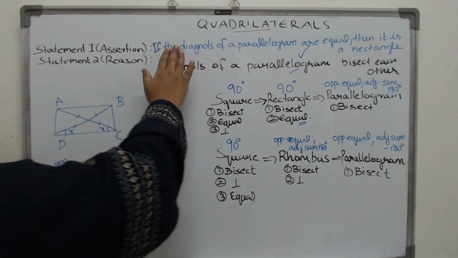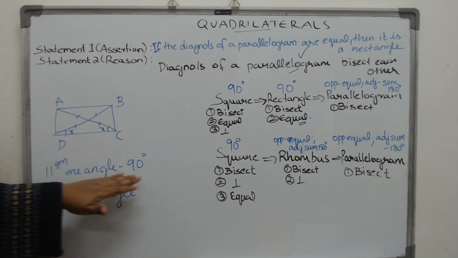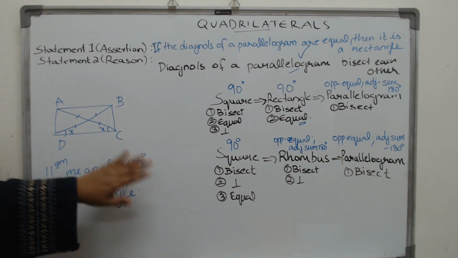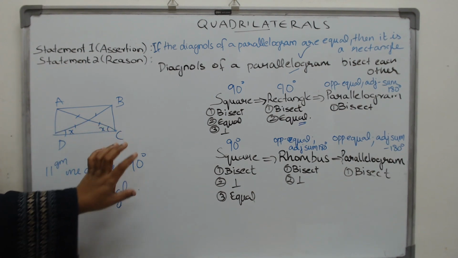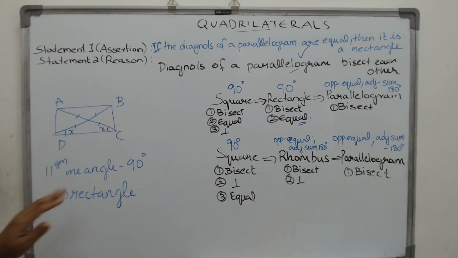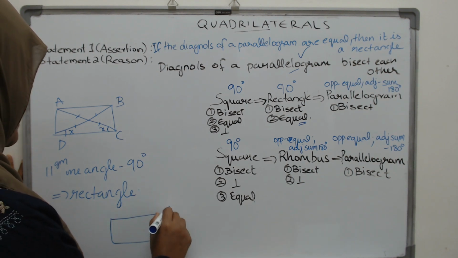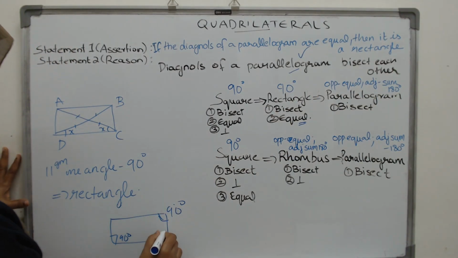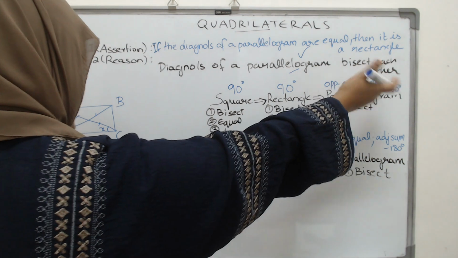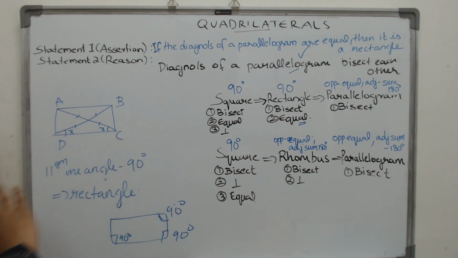What we have to prove is that if the diagonals of a parallelogram are equal, then one angle is 90. That is enough. If you have a parallelogram and you prove one of the angles is 90 degrees, that is enough to prove that that figure is a rectangle. Why is that? If one of them is 90 degrees, then its opposite angle will be 90 degrees, because opposite angles are equal. If this is 90, then the adjacent angle will be 90 degrees. There you have it. If just one angle is 90, that means all the four are 90. That means your parallelogram is a rectangle.